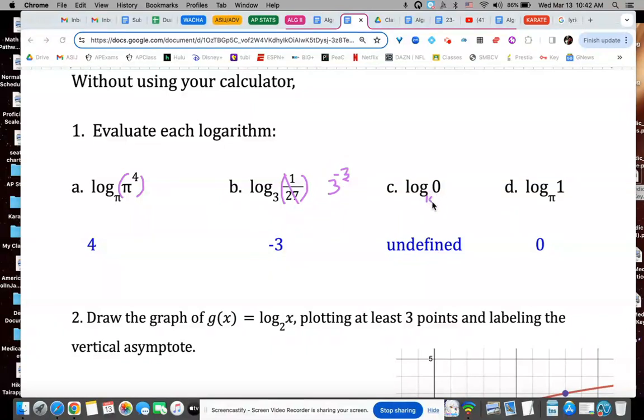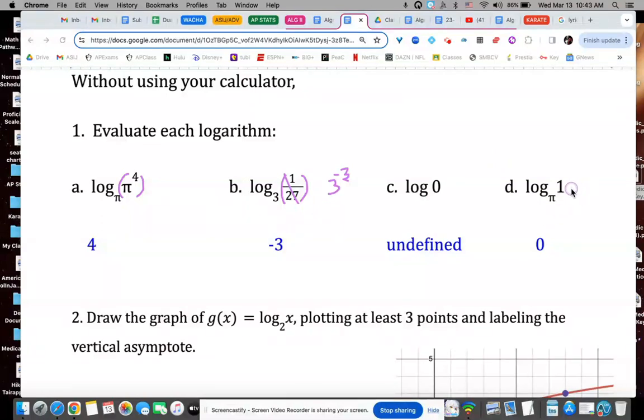Log base 10 of 0, and you're asking 10 to what power equals 0? That's actually impossible. If you remember from the graph of a log, it goes like this, and it approaches the y-axis, but it never crosses it. So it's never going to equal 0. It's just going to get closer and closer to it, but it'll never equal it. So this is undefined. There's no power that will make 10 to some power equal 0. So undefined.